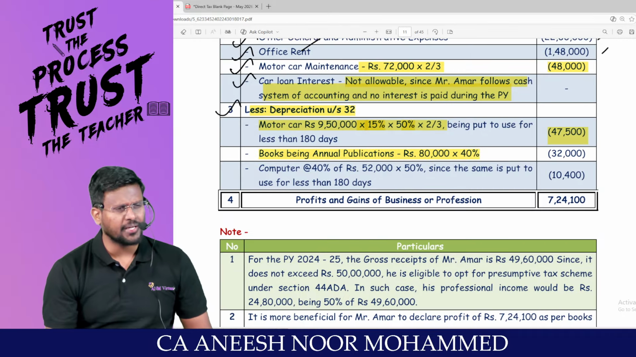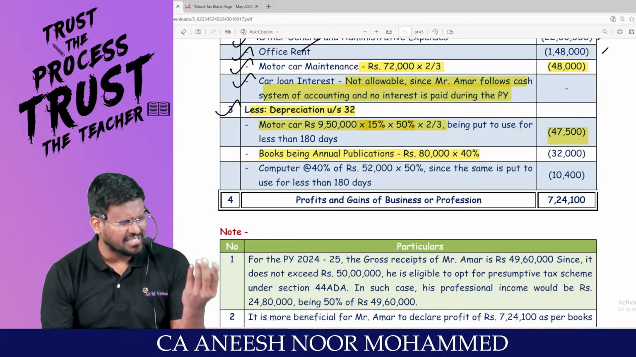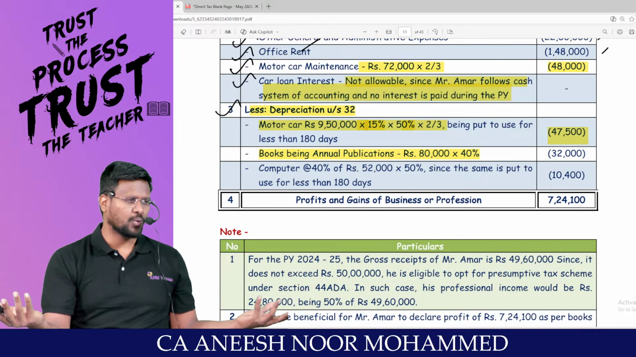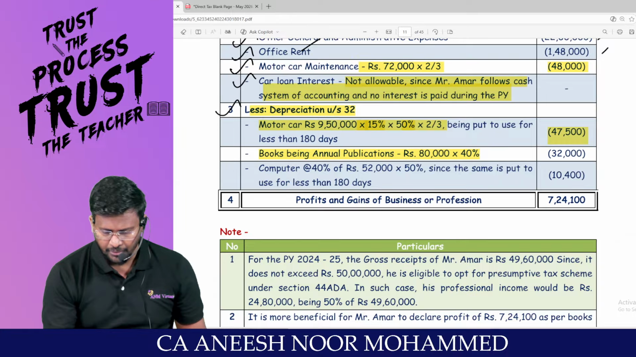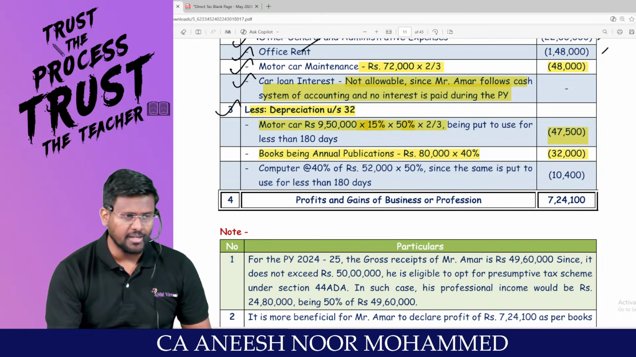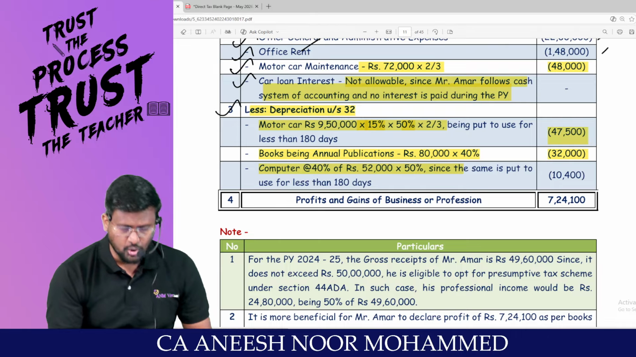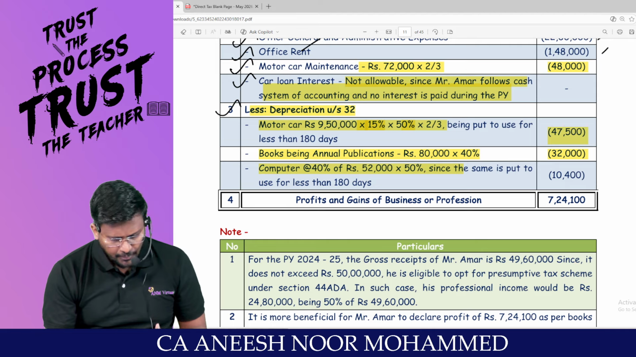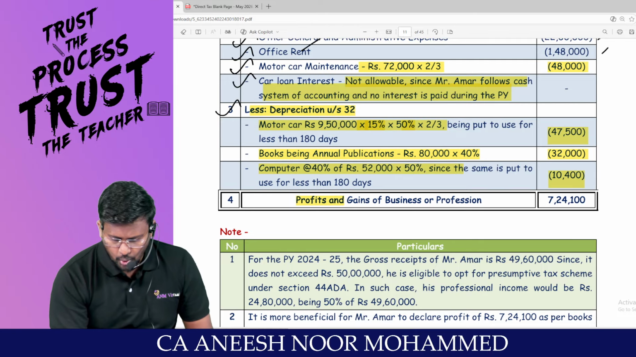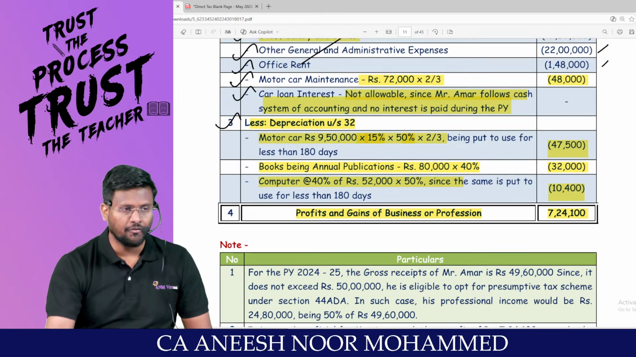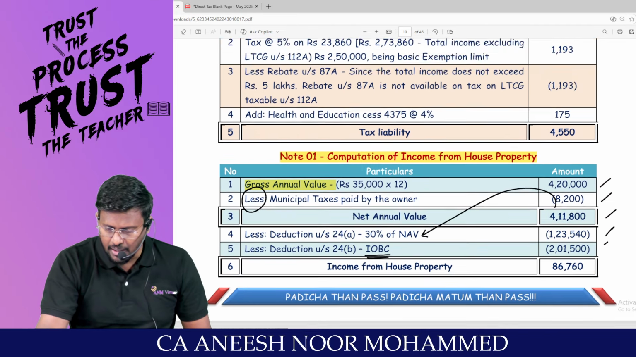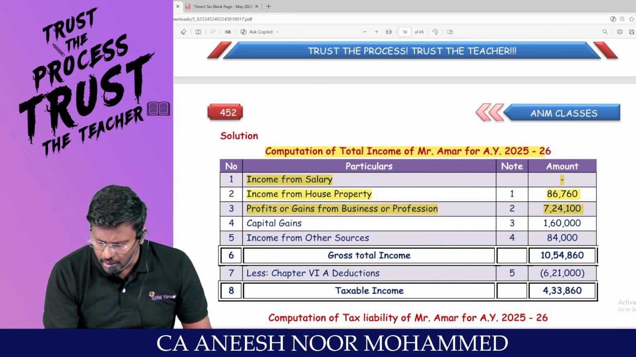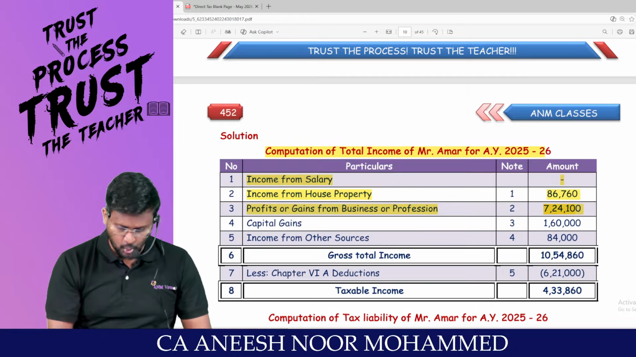Books, being what publication? Annual publication. Sir, whether it is annual publication or other than annual publication, for books it is how much percent? So 80,000 into 40%, 32,000. Computer is also at the rate of 40%, but it has been put to use for less than 180 days, so into 50%. So you will be settled with the PGBP of 7,24,100. I believe that you are feeling very comfortable with the PGBP also.